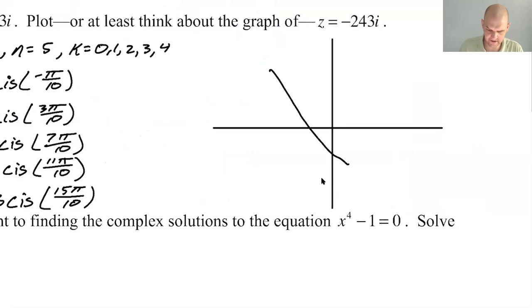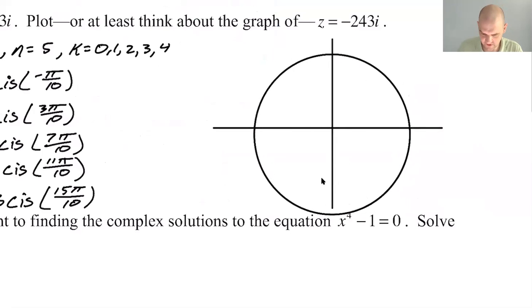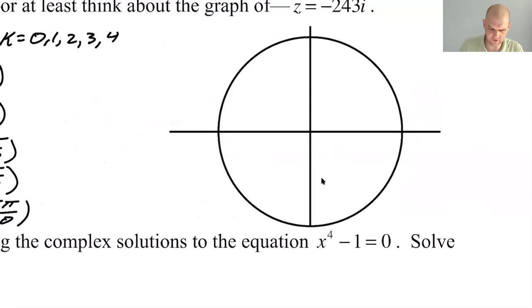Let me try to make a circle. Okay, circle. And I know roughly where they go. Let me cheat and look at the GeoGebra thing. So there's one here, one almost here, one kind of here, and one definitely there. So these are our things.